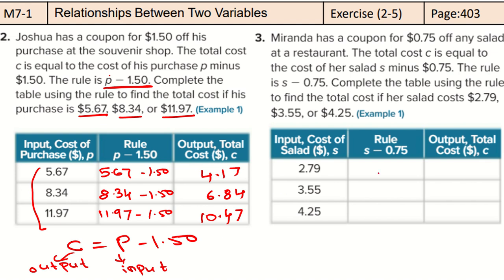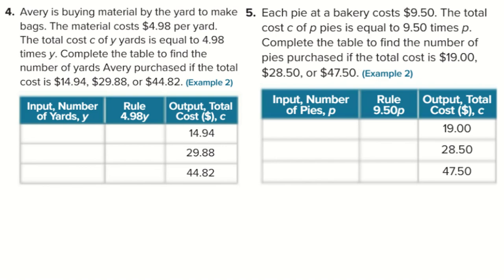Like this, you can complete this table also. Here, what's the rule? The rule is C is equal to S minus 0.75. So, this is the value of S. One by one, you put this value here and then get this answer. Okay? It is like question number 2.